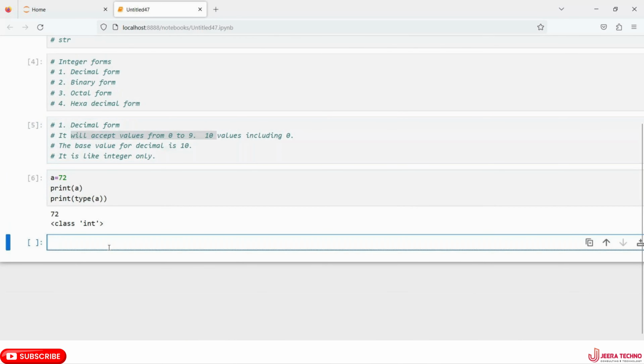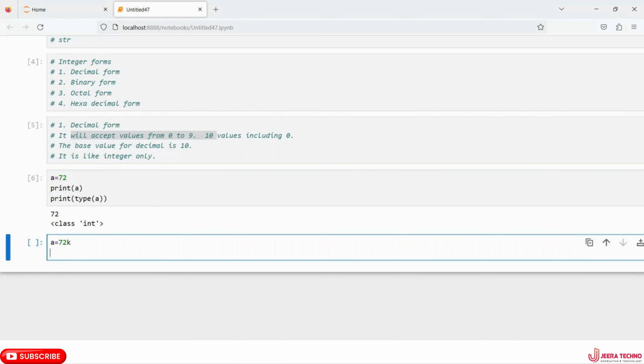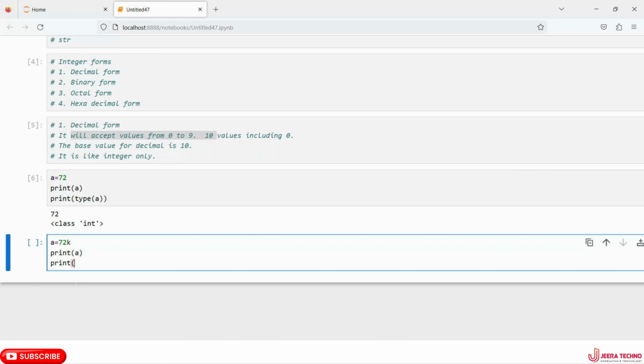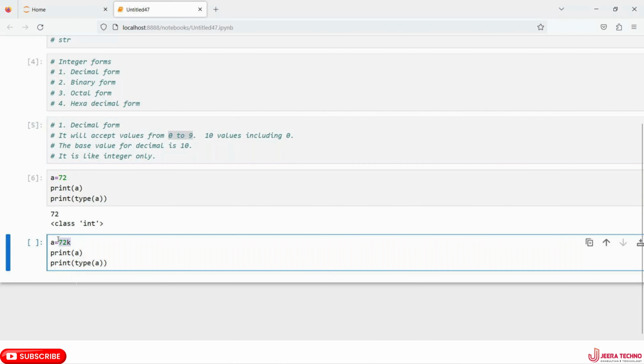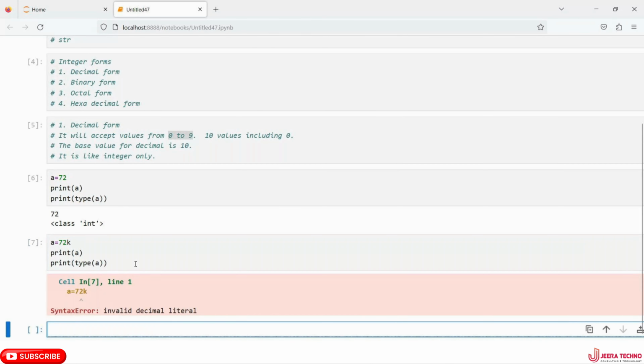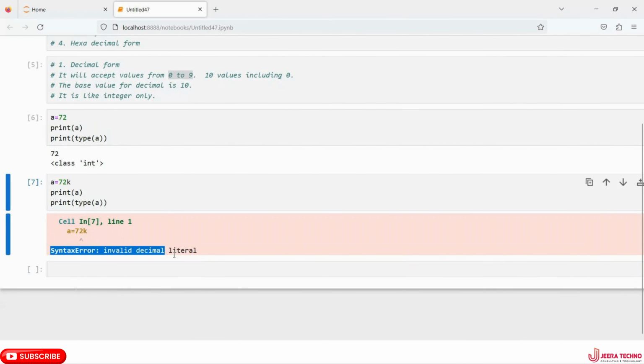Now I am taking a equal to 72K. Now print of a, print of type of a. What do you mean by decimal form here? It will accept 0 to 9 only. But here you are adding an alphabet also. That means whenever you execute, you get invalid decimal literal. This is very important. Got my point?